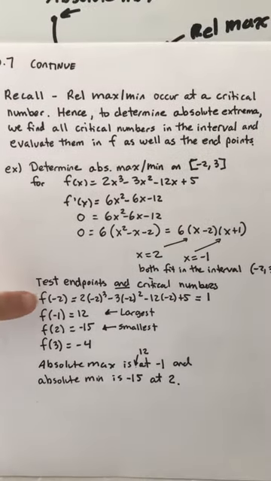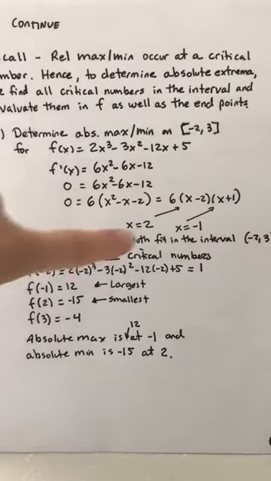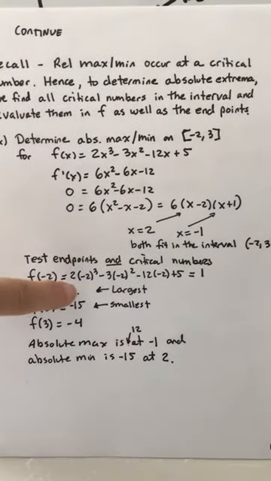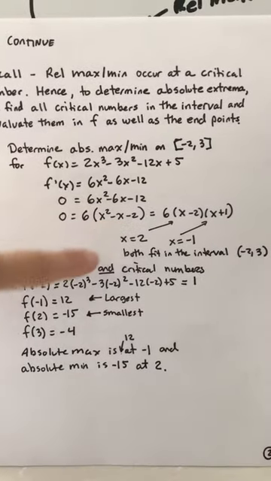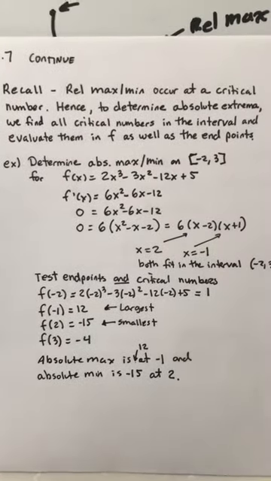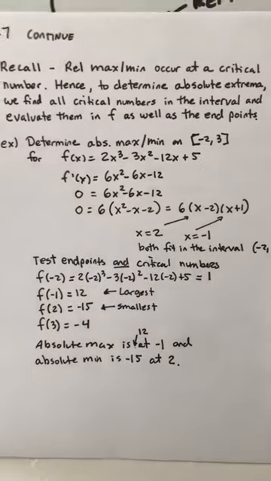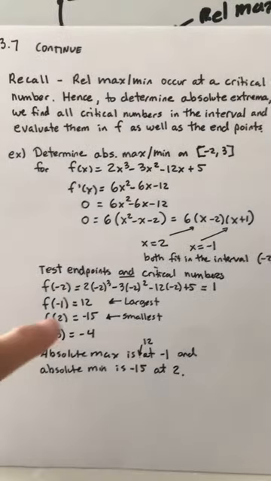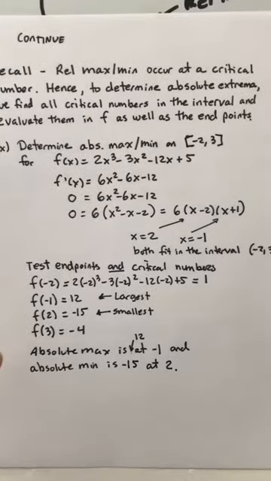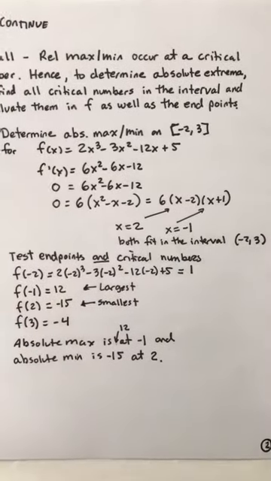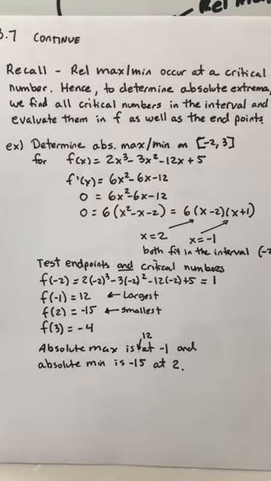We take f of -2 and we find out that it's 1. And then we take f of -1, which is our critical number, and we find it's 12. And then we take f of 2, which is also our critical number, and find that it's -15. And then f of 3, which is our endpoint. Now from these, we check to see which is our smallest and our largest. As we can see, our smallest is -15 and our largest is 12. So we end by saying the absolute max is 12 at -1, and the absolute min is -15 at 2.